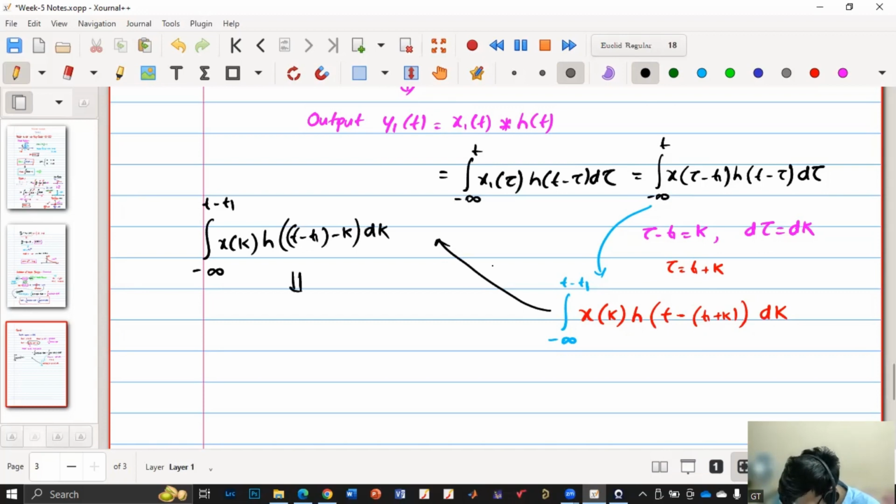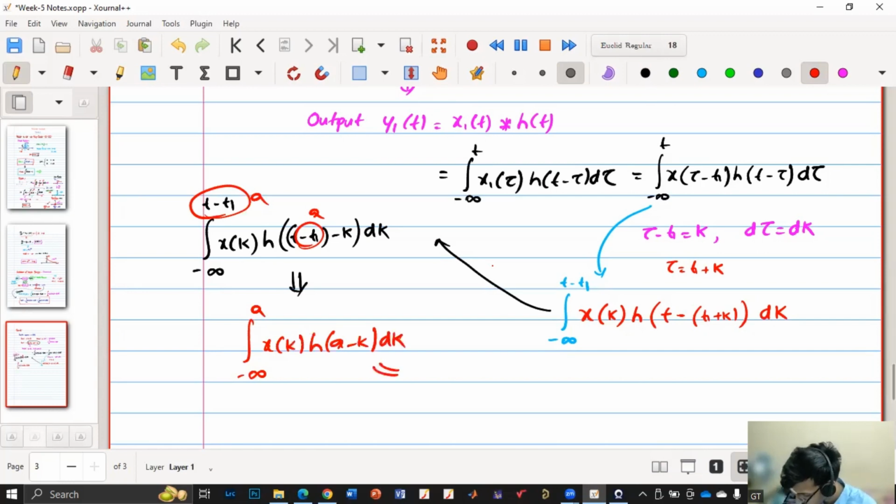So T minus T1, you consider it as some variable A. This you consider as A, and this also you consider as A. So now integral from minus infinity to A of x of K H of A minus K dK. This is what? Can someone say?